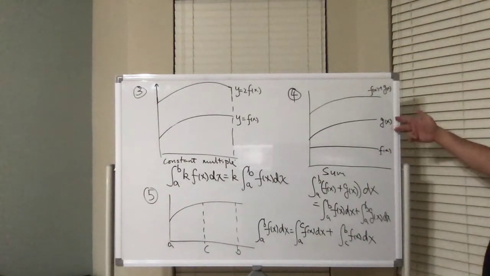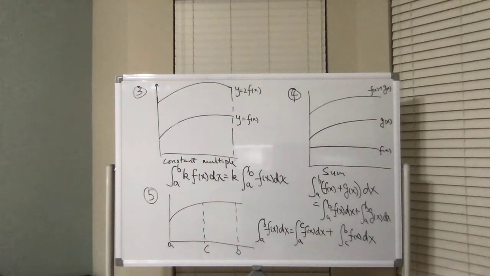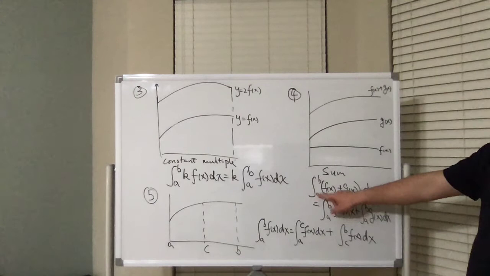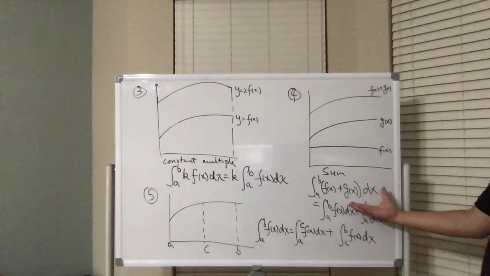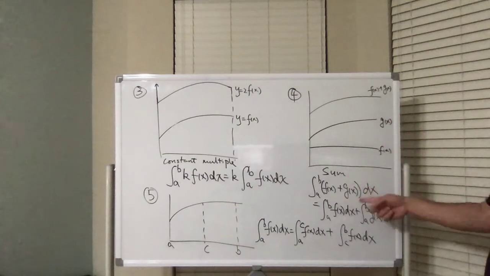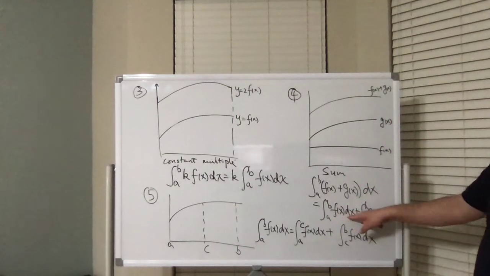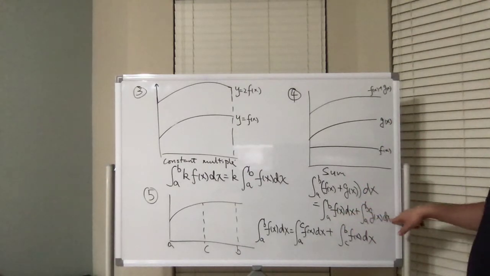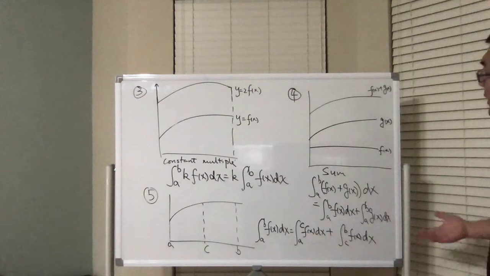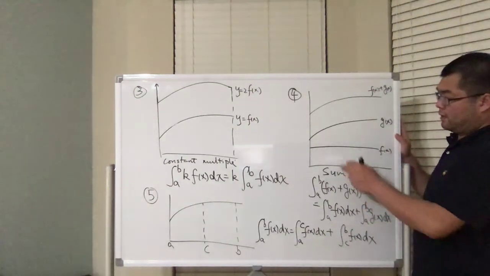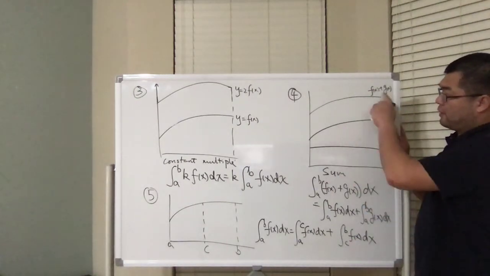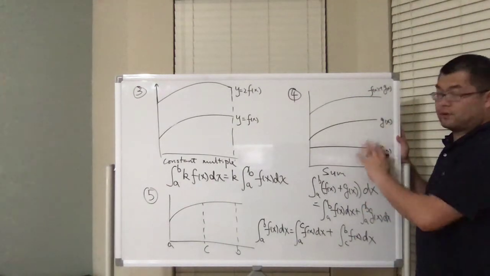This one, the sum property here, says like this. If we have the integral from a to b of f(x) plus g(x) dx, we can split them into two integrals: from a to b of f(x) dx plus from a to b of g(x) dx. How do you realize that? Well, you think about this, guys. The area under f(x) plus g(x) is here, right?